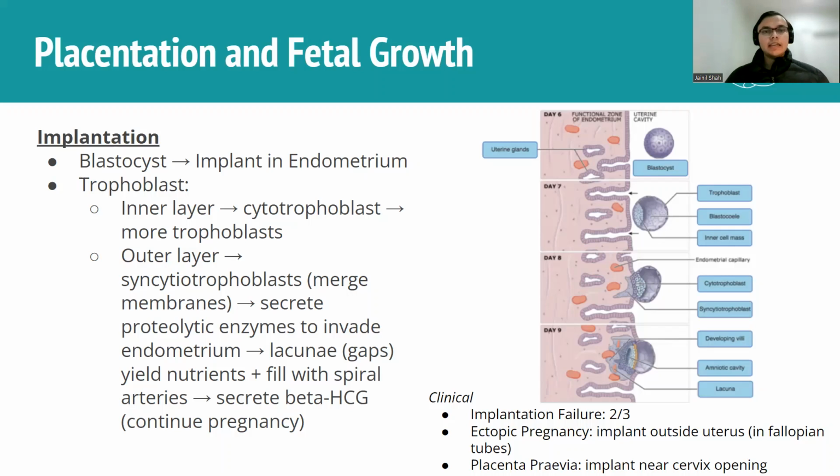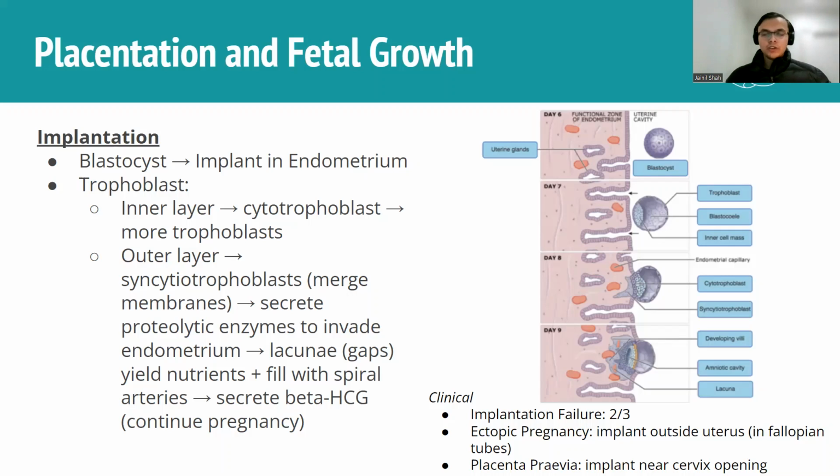What's happening here is that the membranes of these cells are merging and forming a larger mass that's secreting proteolytic enzymes that allow it to invade and digest the endometrium. That's what allows the blastocyst to create a gap or cavity for itself to fill in. And so it creates these lacunae or gaps.